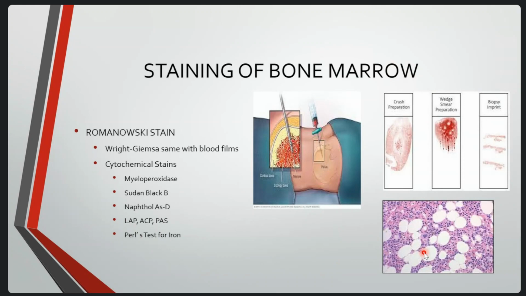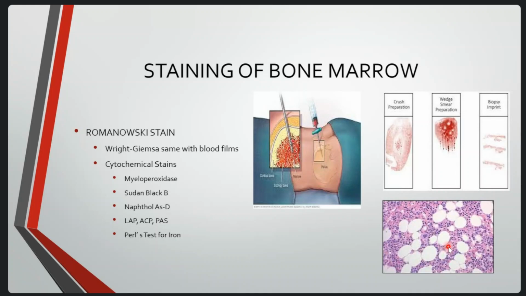So this is what it looked like for the bone marrow aspirate. This is the posterior iliac crest, and we use a special needle to collect the bone marrow. We have the crush preparation, wedge smear preparation, and the imprints. For the different stains, mostly we use the Wright-Giemsa stain, same with the blood films. And we can also use some cytochemical stains for the differential diagnosis.